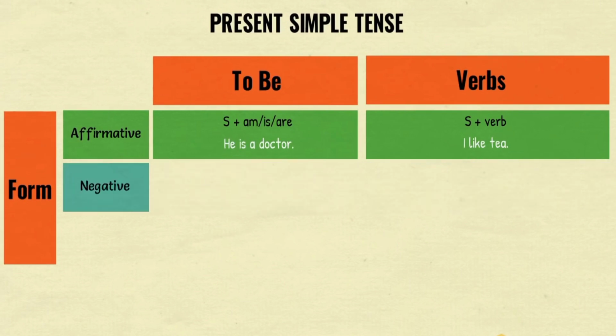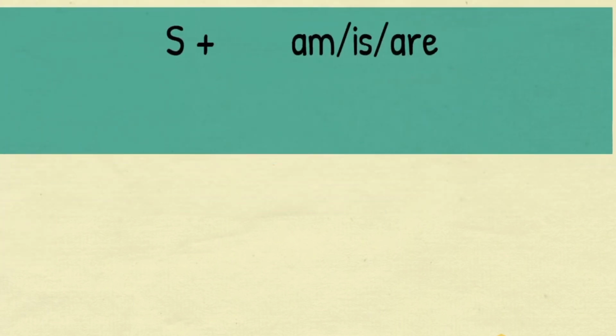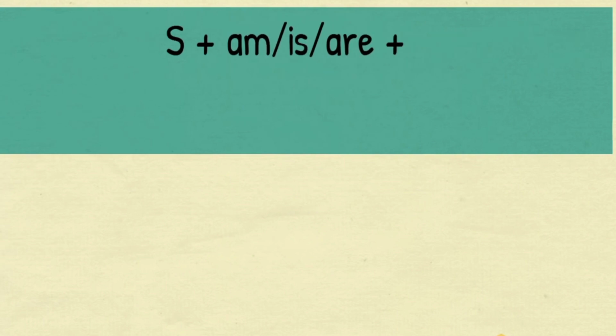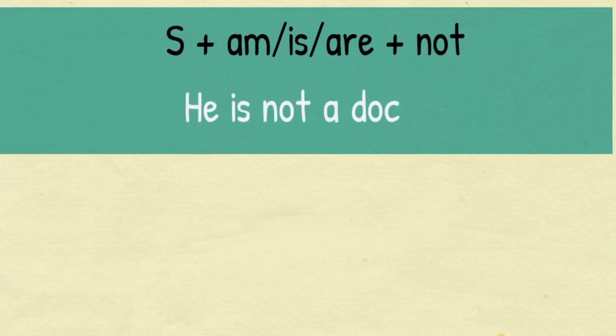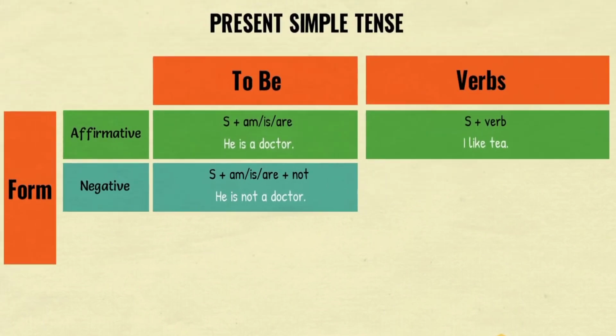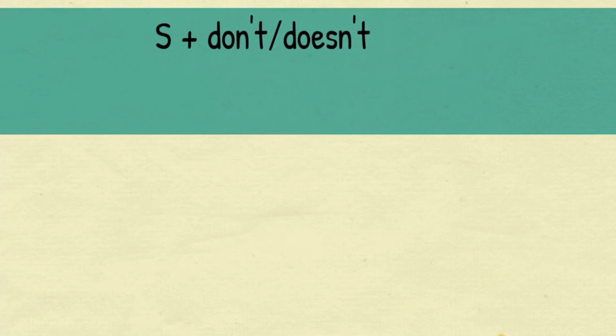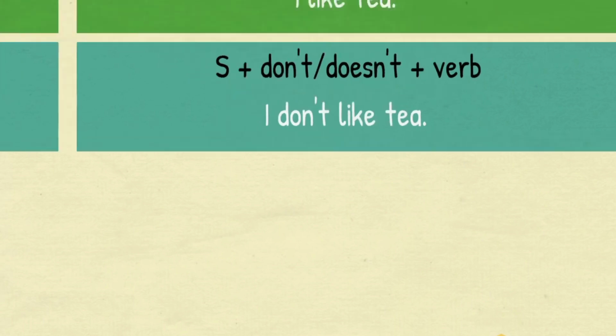Negative. Subject plus am, is, or are plus not. He is not a doctor. Subject plus don't or doesn't plus verb. I don't like tea.